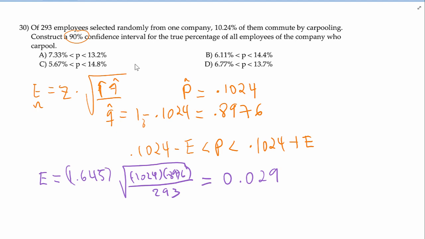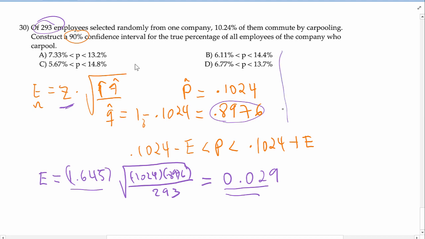All right, so right here we have the calculation. So E is going to be the z value corresponding to 90%, which is 1.645, times the square root of p hat, the proportion in the sample, which is 0.1024, times q hat, which is 1 minus p hat, right here, 0.8976, divided by the sample size, which is 293. That's the people that we questioned. This should give me 0.029. So that is the margin of error.